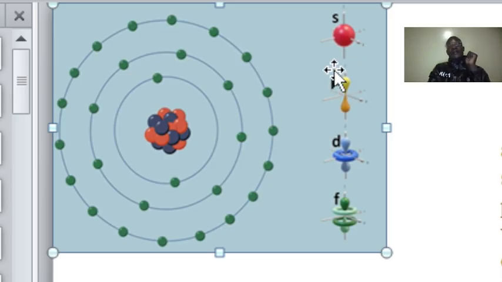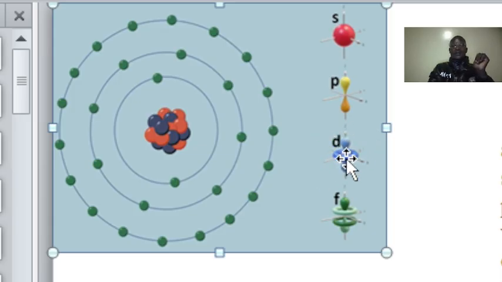Then we have our p orbital. The p orbital can accommodate 3 pair electrons. If it can accommodate 3 pairs, then it means that the total number of electrons that can be held by the p orbital will be 6 electrons. 2 times 3 gives us 6 electrons.